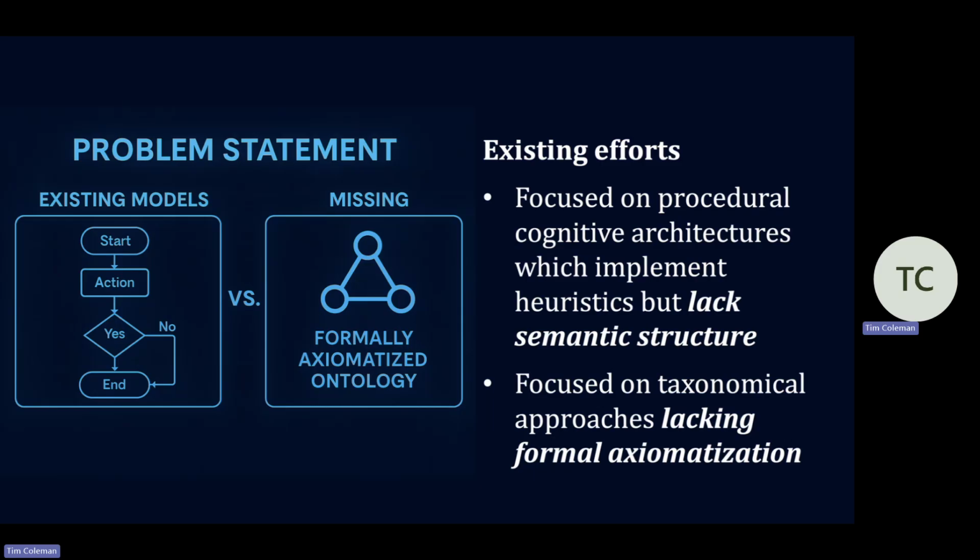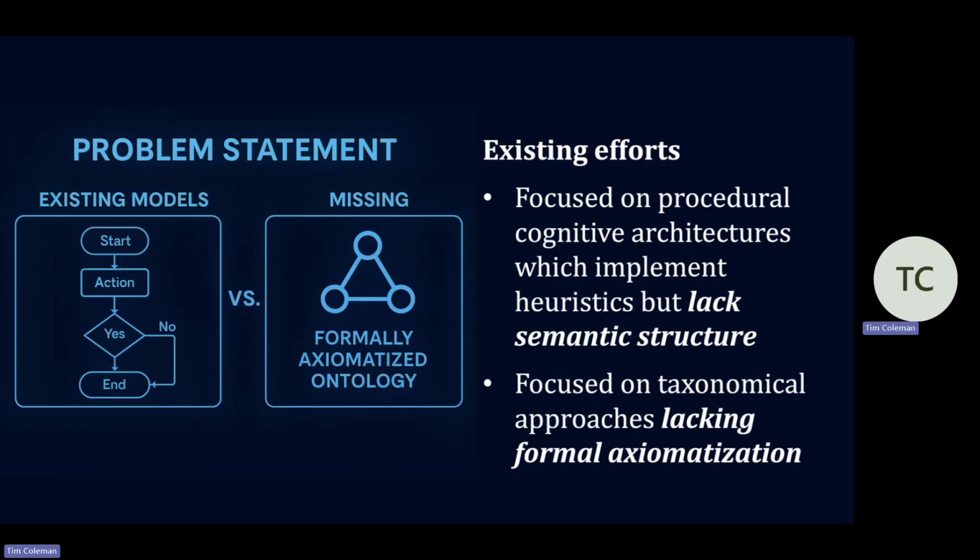Heuristics are everywhere, but they're under-modeled. They're often treated informally in psychology, implicitly in cognitive architectures, or descriptively in taxonomies. What's missing is an ontological framework that treats heuristics as structured, prescriptive information entities, connects them directly to the process that they shape, and of course makes them interoperable with existing ontologies.